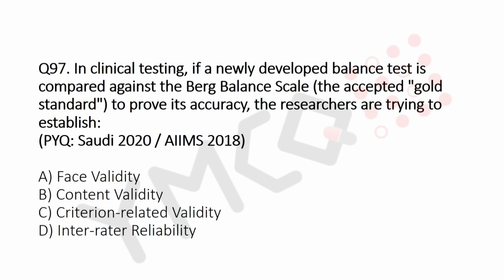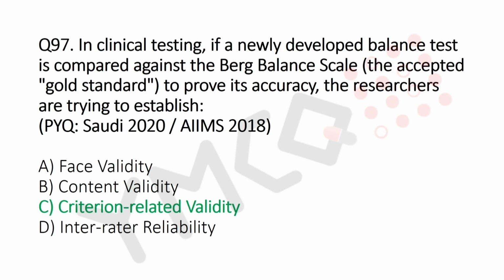In a clinical setting, if a newly developed balance test is compared against the Berg Balance Scale, called the gold standard, to prove its accuracy, the researchers are trying to establish: option A, face validity; option B, content validity; option C, criterion-related validity; option D, inter-rater reliability. And the answer is option C, criterion-related validity.